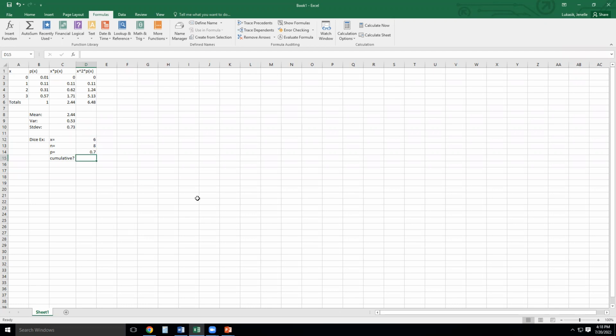So for the cumulative box, Excel's way of saying yes or no is true or false. So in the case of here, we want it to be false. We don't want it to add anything. It doesn't mean that you're doing an opposite probability or anything like that. It literally just means we only want this X value. We don't want any other X's mixed in with it. So saying false to the cumulative means don't add anything. So let's figure out our answer.